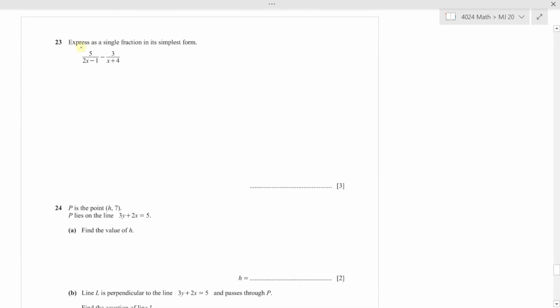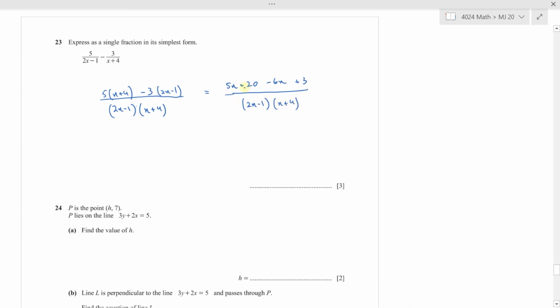Question number 23 is express as a single fraction in its simplest form. So you'll take the LCM here. If I take the LCM, it will be 2x minus 1 into x plus 4. So this 5 will be multiplied by this x plus 4. Minus 3 will be multiplied by 2x minus 1. And then if I open the brackets in the numerator, I will get 5x plus 20 minus 6x, and this will be plus 3 over 2x minus 1 into x plus 4.